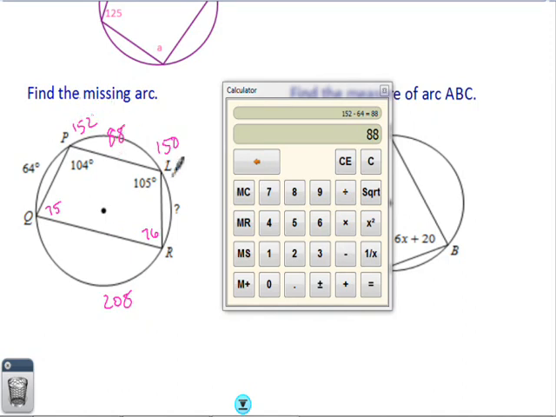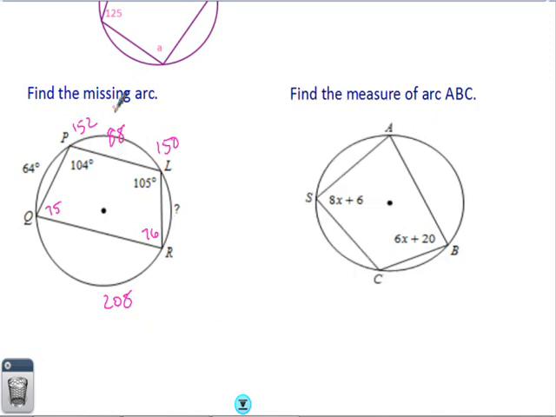If the whole thing is 150 and this part's 88, how much is left for this part right here? And the answer to that is 62. Now, I think that is a hard problem, and the hard part about some of these problems is that you're going to have to find information that you weren't asked to find, and figure it out. But all you're doing is using the facts that we've learned.